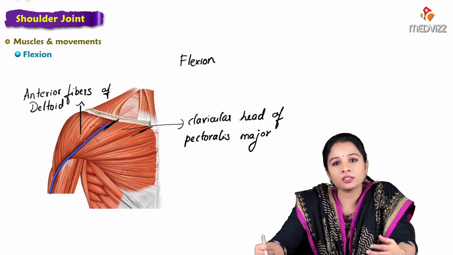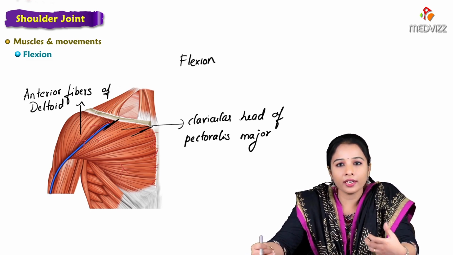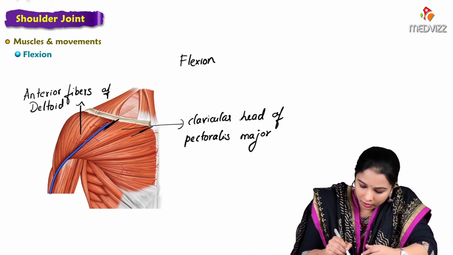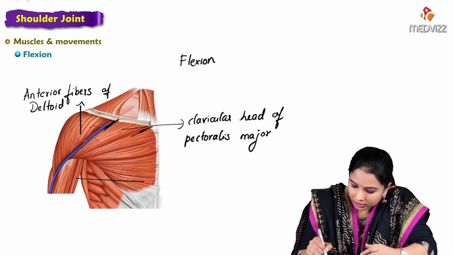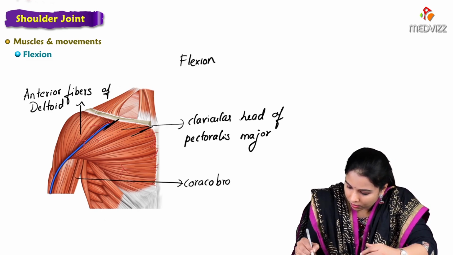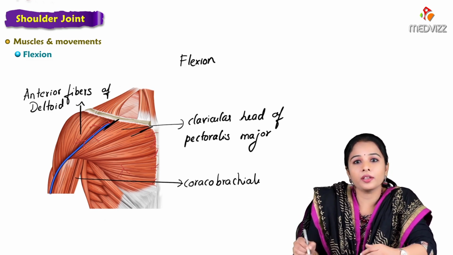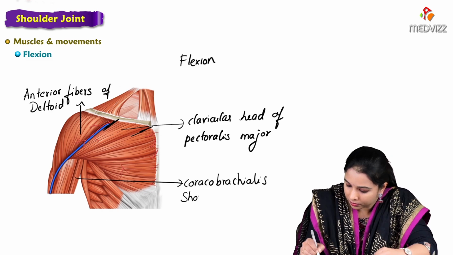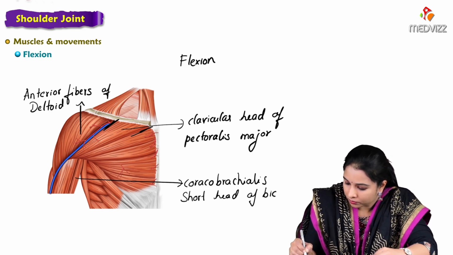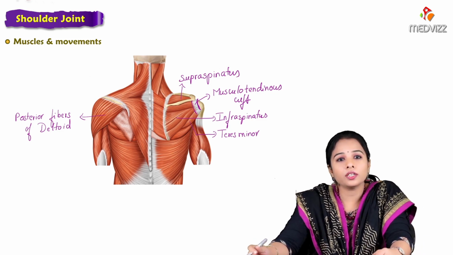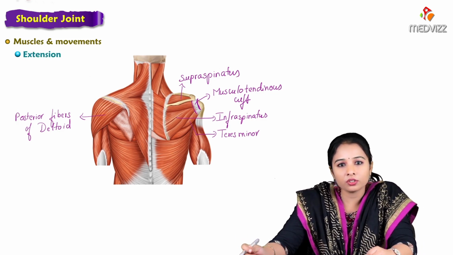Apart from these muscles, it is also aided by the coracobrachialis muscle. So the coracobrachialis is present on the medial side. Along with the coracobrachialis muscle, even the short head of biceps. So these are the accessory muscles which help in the flexion of the shoulder joint. So next about the extension of the shoulder joint.